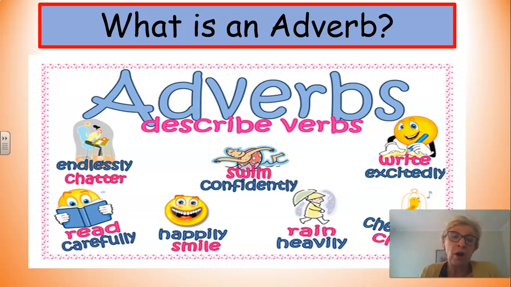So to give you an example, if the little girl chatted, how did the little girl chatter? The little girl chatted endlessly. I know quite a lot of little girls who chatter endlessly. The little boy swims how? Confidently. And the author writes excitedly. We read carefully. We smile happily. The rain falls heavily. And the birds chirp cheerfully.